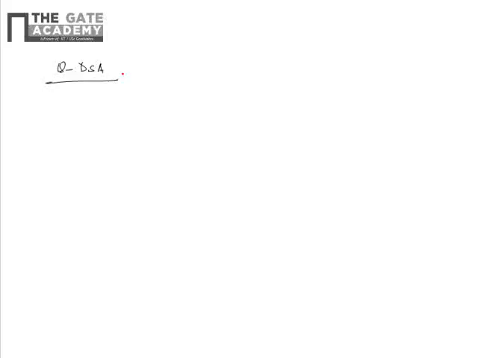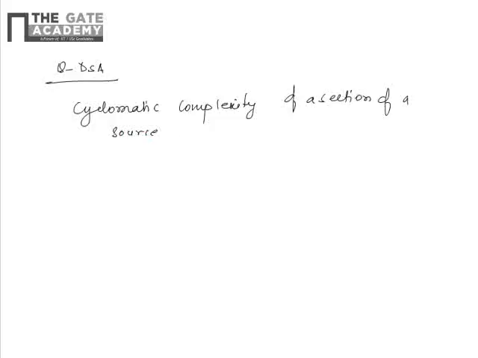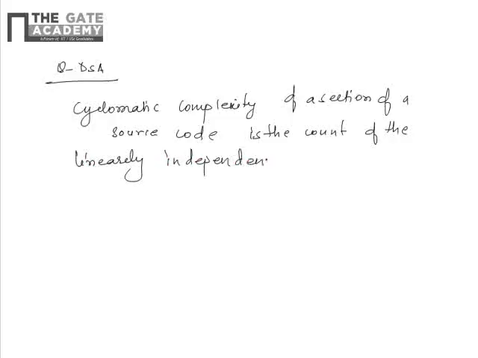Okay, so the cyclomatic complexity of a section of source code is the count of the linearly independent paths through the source code. Okay, through the source code.